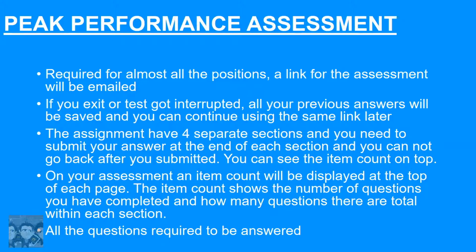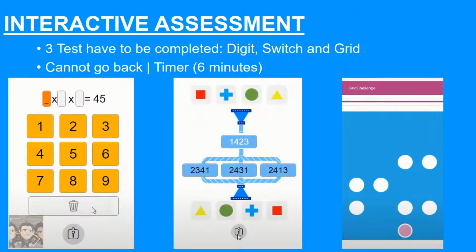If you go to the other test, which is the interactive assessment, this assessment has 3 tests: the digit test, the switch test, and the grid test. In each of these tests, you cannot go back. Once you give the answer, that's it. And you have a timer which is 6 minutes. So this one is the digit test, this one is the switch test, and this one is the grid test. Each of these tests has a 6-minute timer.